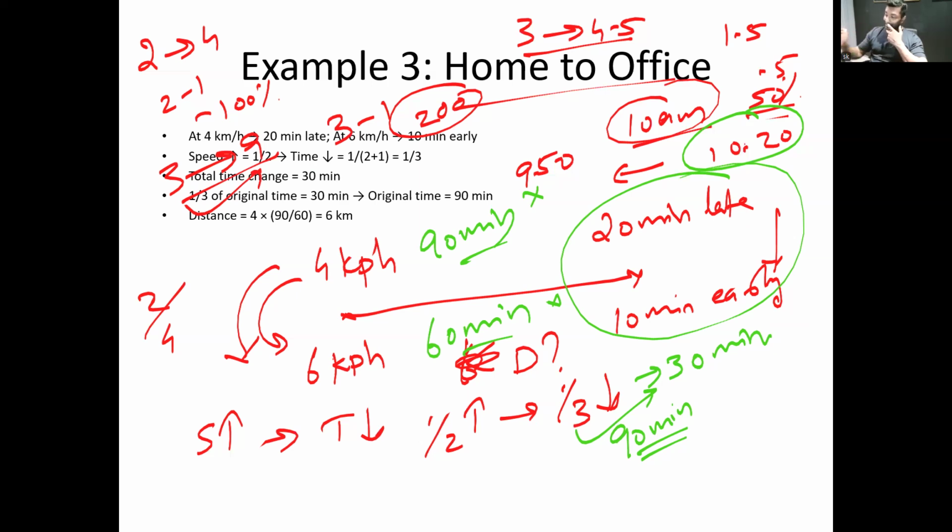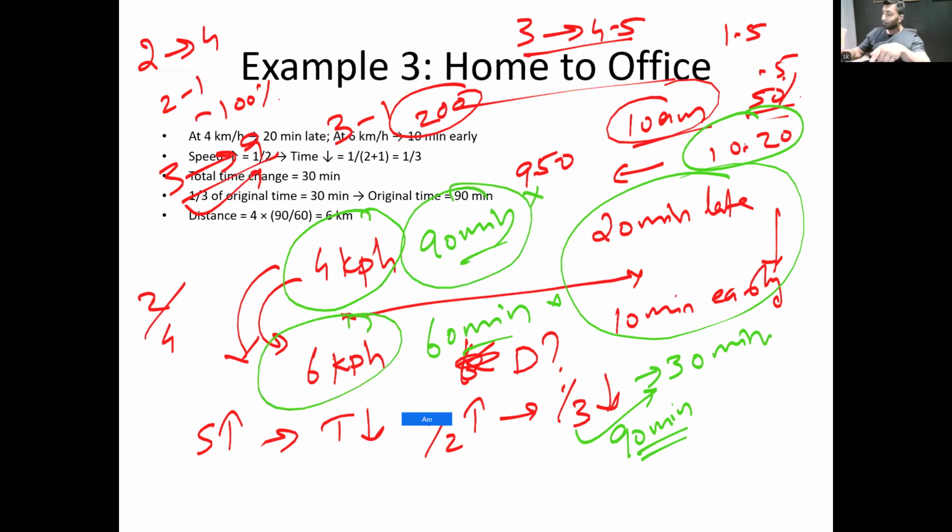Cool. Right? So they have asked about the distance, which is very simple. Either this speed multiplied by this time, or this speed multiplied by this time. Speed into time is equal to distance, right? So either 6 multiplied by 60 by 60 or 4 multiplied by 90 by 60. So 4 multiplied by 90 by 60 means 1.5, which will be 6. Or 6 multiplied by 60 by 60 means 6 multiplied by 1, which is equal to 6. So what is the distance? Distance is 6.